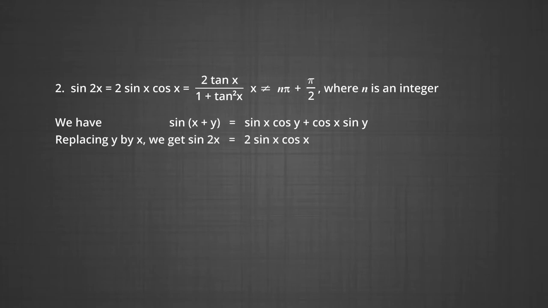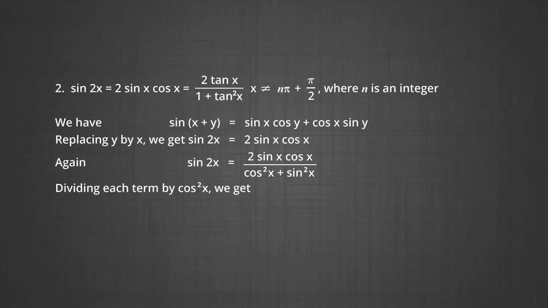In this formula, when we replace y by x, we get sin 2x is equal to 2 sin x cos x. In this part, the denominator is 1, which can be replaced by cos square x plus sin square x. Therefore, sin 2x is 2 sin x cos x divided by cos square x plus sin square x. Now, when each of these terms is divided by cos square x, sin 2x can be expressed as 2 tan x upon 1 plus tan square x.